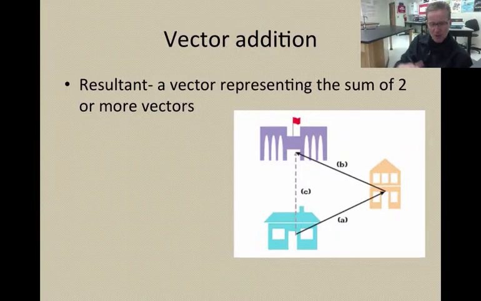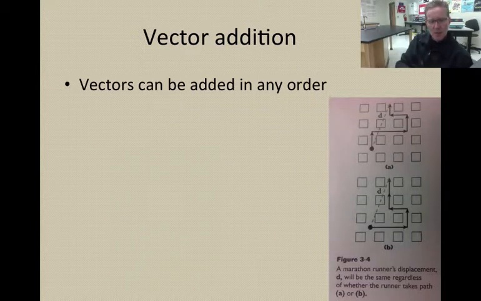So in this picture I'm showing you here, I have this displacement vector shown by line A, and then I have line B also, so there are two displacement vectors, and if we add them together, this dotted line would be the resultant. Today we're going to learn how to do that graphically. But first, some important information. We know that vectors can be added in any order.